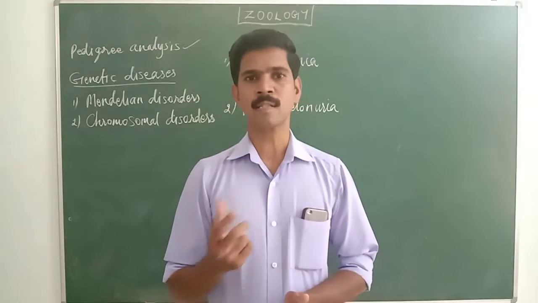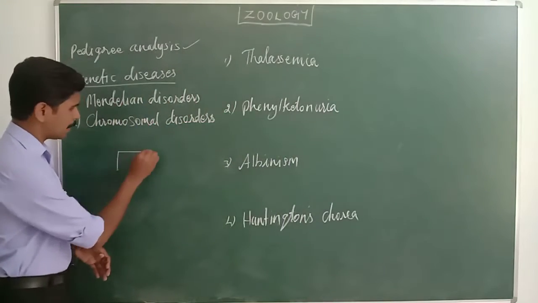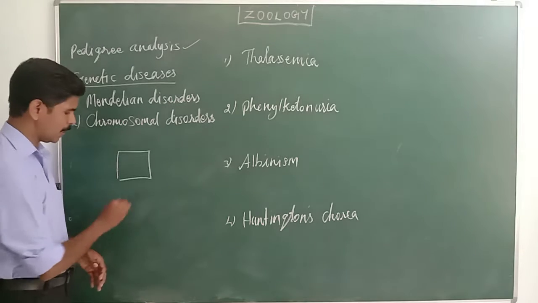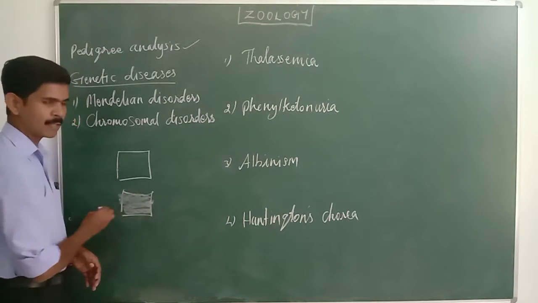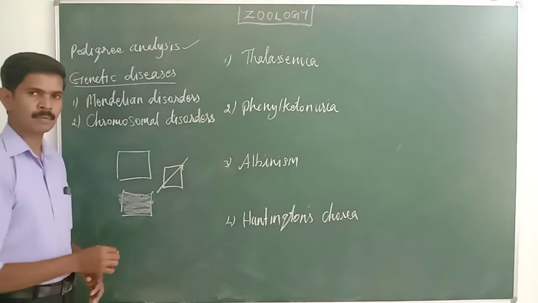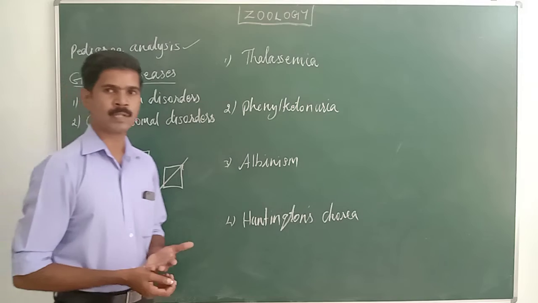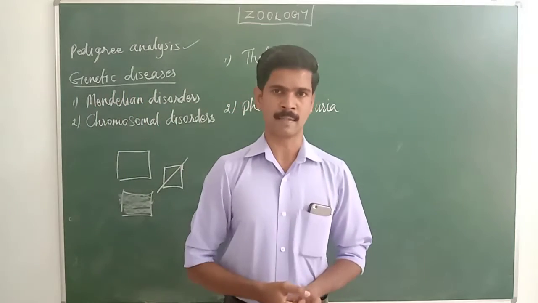Here we use some genetic symbols. For example, this symbol means male. This symbol indicates an affected male. Then this symbol indicates death. Many symbols are used here, and each and every symbol indicates a particular character.